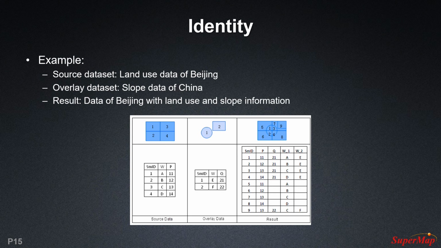Our second last operation is identity, and this is a process of performing an intersect operation on a source dataset and an overlay dataset. So the example contains land use data of Beijing as source dataset, slope data of China as overlay dataset, and the result is going to be Beijing data with land use and slope information. So please go ahead and do this.